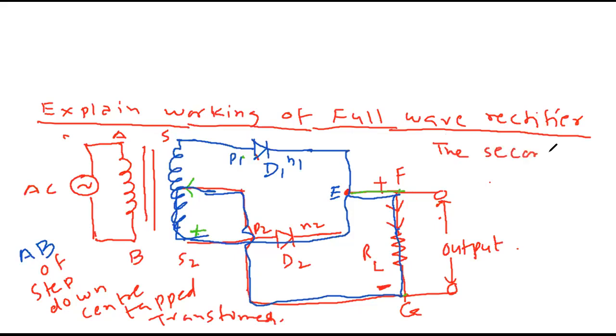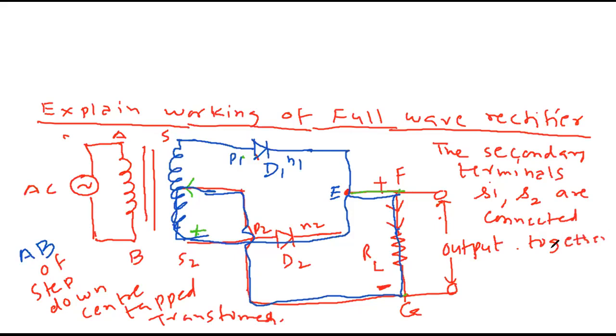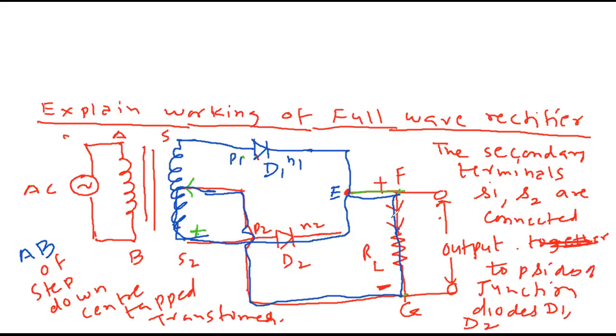The secondary terminals S1, S2 are connected to the P sides of junction diodes D1, D2 respectively.